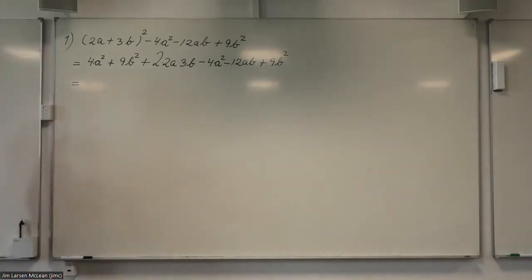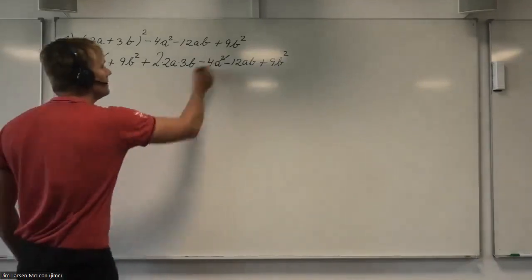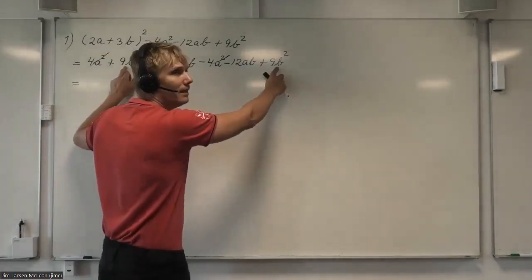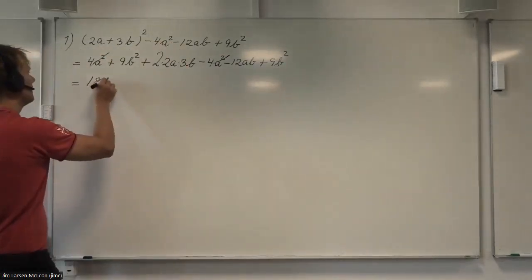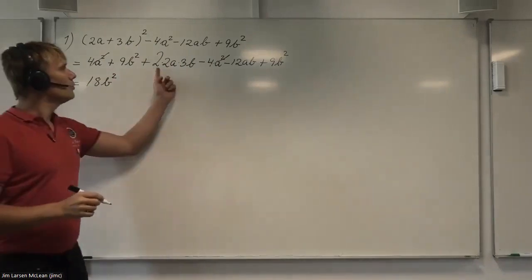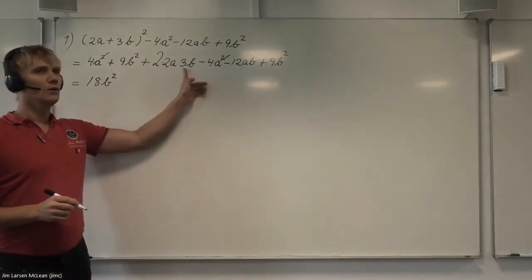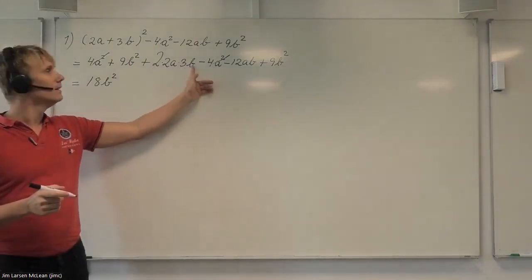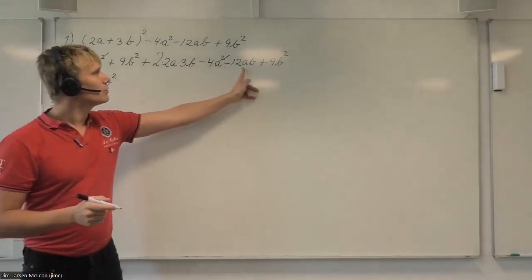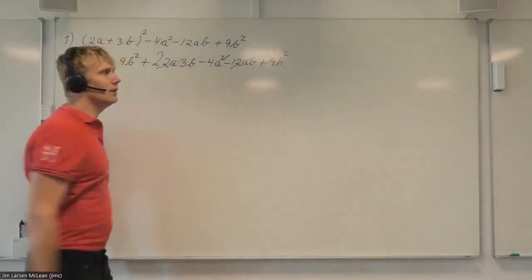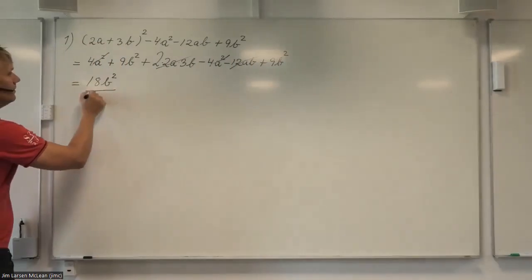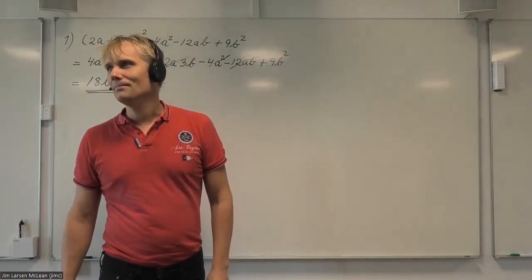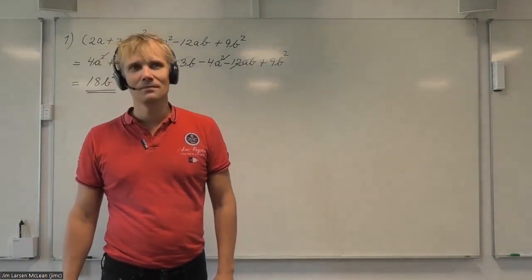But back to the story. Now we can see that 4a squared is cancelled out by minus 4a squared. And we can see that 9b squared is added to 9b squared, so that must give 18b squared. And then here it says 2 times 2, which is 4, and 4 times 3, which is 12, because the order of factors doesn't matter. So I'm allowed to say 2 times 3, and just forget a and b for a moment. So here it's actually 12ab minus 12ab. So they also cancel out with opposite signs. So what we end up with is just 18b squared. And that was the result of the first task. Any questions?